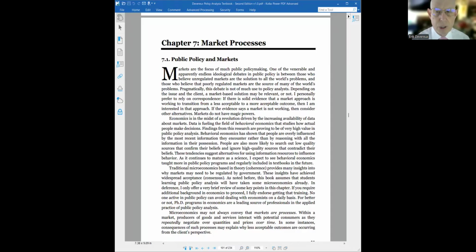So in this next chapter of my book, we're going to be talking about markets. So let me first off just share the first page of the chapter so you can just see that. This is chapter 7, Market Processes. And this entire chapter is devoted very briefly to going over aspects of markets that matter for public policy and helping you to think about the different issues that can arise with markets.